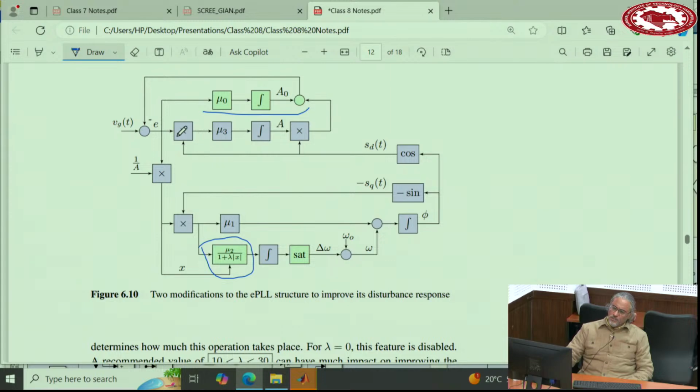So this one, what it does basically, it adds another loop to the PLL. And this loop is a simple integrator, just one integrator multiplied into another gain, mu 0. So we have mu 0, mu 1, mu 2, mu 3 now. What it does, it says if the input signal has any DC value in it, I will also estimate that DC value. Now, in practice, we know that the grid voltage doesn't have DC, right? So why do we need to put it here?